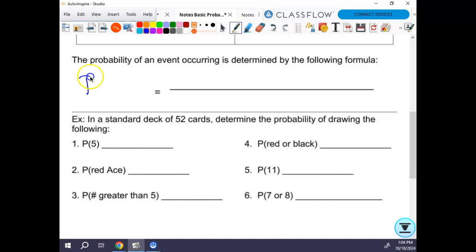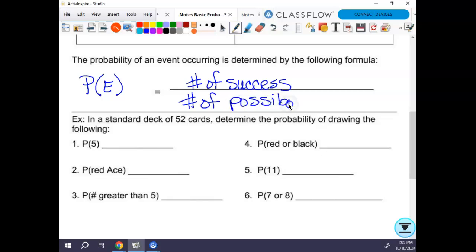So the probability of an event, I'm not sure how important the notation is, but we'll just put it on there. Probability of an event is determined by the number of successes, or the number of things that satisfy whatever the situation is, like the number of red chips in the bag, over the number of possibilities. So if I gave you a little bag of M&Ms and you want to know the probability of drawing a red M&M, it's the number of reds over the total number of M&Ms.